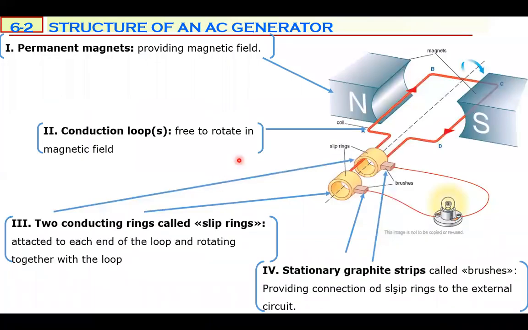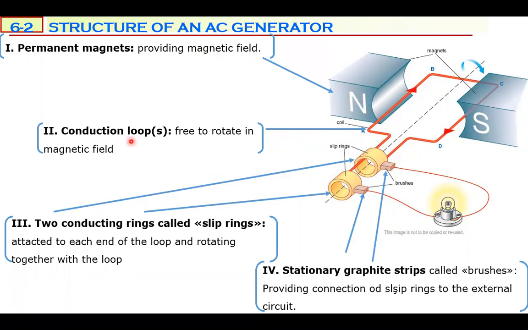And then the structure of an AC generator. Yes, we induce an EMF by an AC generator, but what is the structure? How does it look? We are going to talk about this now. An AC generator has four main components. One of them is, of course, a magnet. If you don't have a magnetic field, you cannot induce an EMF. A permanent magnet provides a magnetic field, so N and S pole.